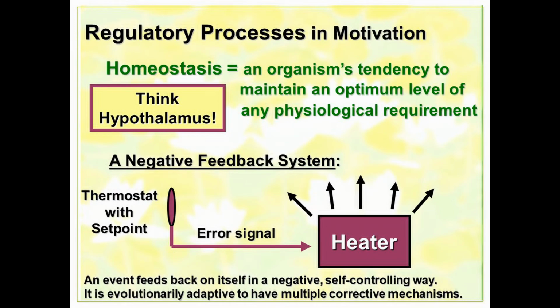On the other hand, some approaches to the topic of motivation have proved useful to psychologists. Some psychologists are interested in regulatory processes, or those processes that help us maintain a healthy physiological state. And here you have a very important vocabulary term, homeostasis. You saw it once before when we were talking about the biological foundation. But homeostasis is defined as an organism's tendency to maintain an optimal level of any physiological requirement.